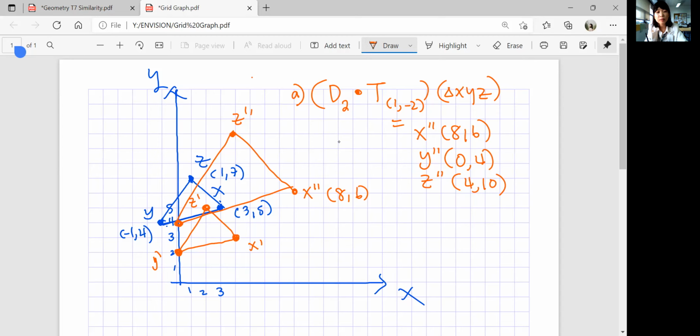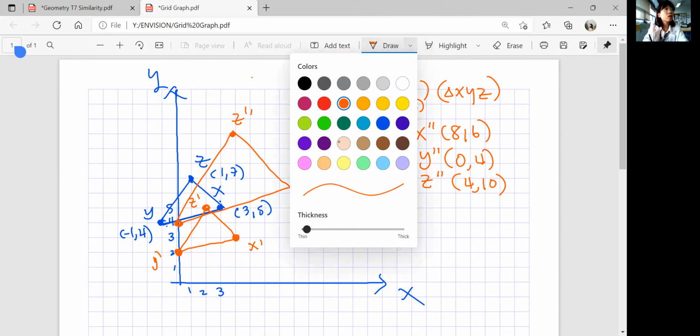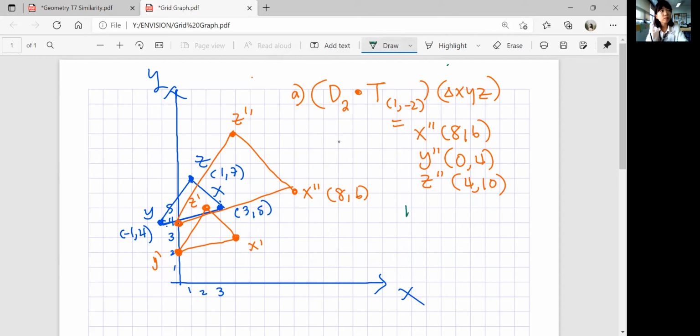What about part B? Let's use green for part B. Part B is dilation of scale factor of 3 of rotation 90 degrees. If it's positive, that's counterclockwise over the point O, so origin, of triangle XYZ. Okay, so you rotate this figure, the XYZ, 90 degrees from the origin.